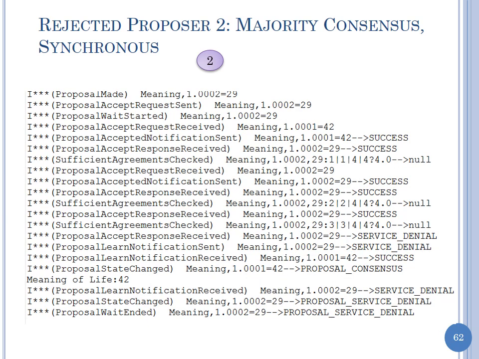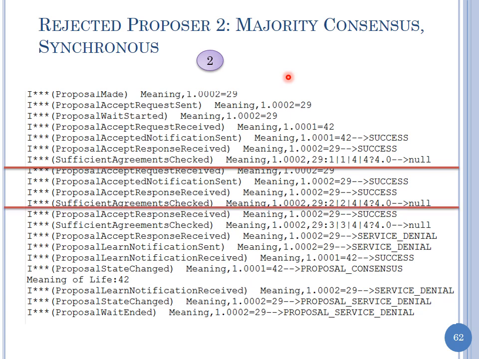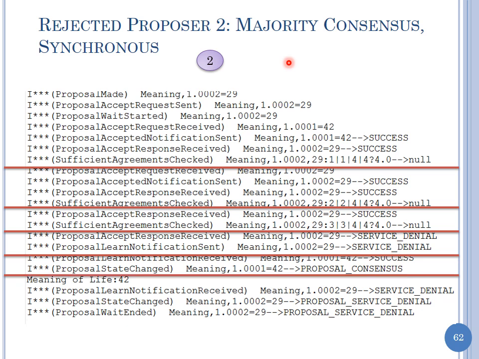Okay, restart here. So this is majority. I was looking at the wrong piece of information. This is majority: 1 acceptance, 1 agreement, 2 acceptances, 2 agreements, 3 acceptances, 3 agreements, and I get a service denial, but I am doing majority. So we get proposal consensus, and I send back the value 42 with a yes. This service denial has to do with another proposal, and I'll talk about that later.